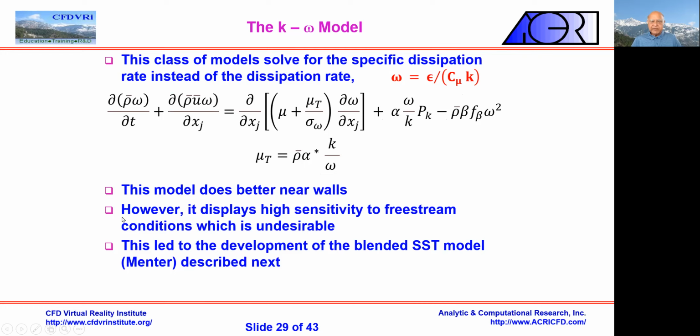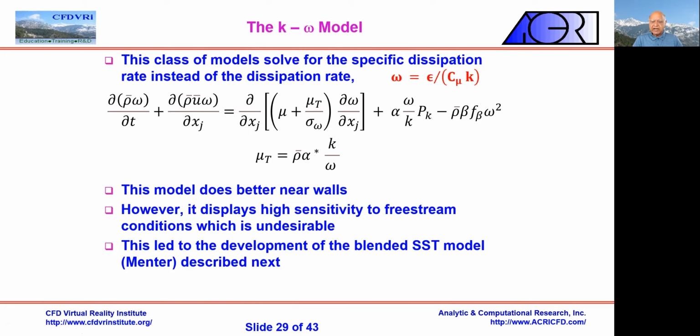So this model is better near the walls because it's easier to specify the boundary condition with this, which are very difficult with k-epsilon. So the advantage of the omega model is basically that you can deal with near walls. There is a better theoretical basis to specify what omega will be than what epsilon will be. However, this is very sensitive to free stream conditions, which can be very undesirable. So you have to be careful.